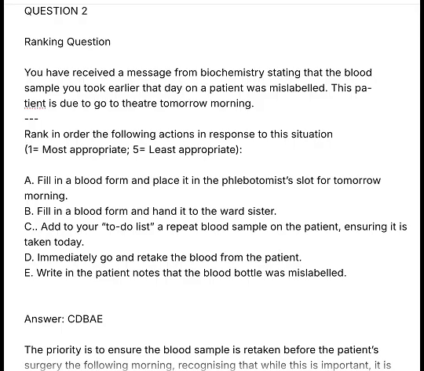Question 2. Ranking question. You have received a message from biochemistry stating that the blood sample you took earlier that day on a patient was mislabeled. This patient is due to go to theatre tomorrow morning. Rank in order the following actions in response to this situation. 1 equals most appropriate, 5 equals least appropriate.